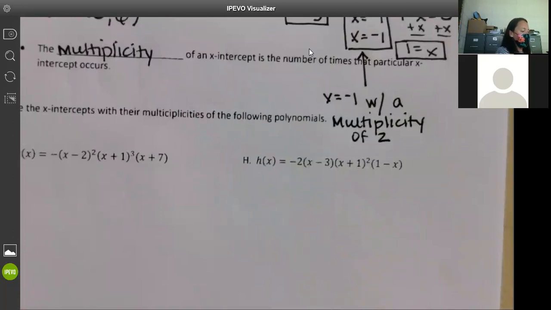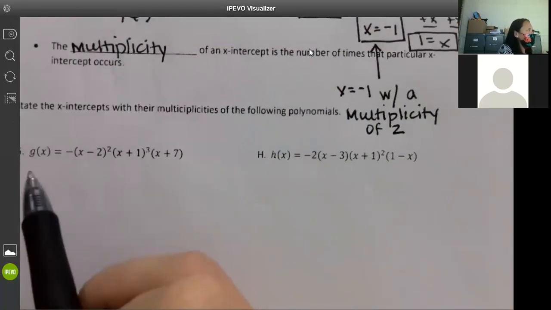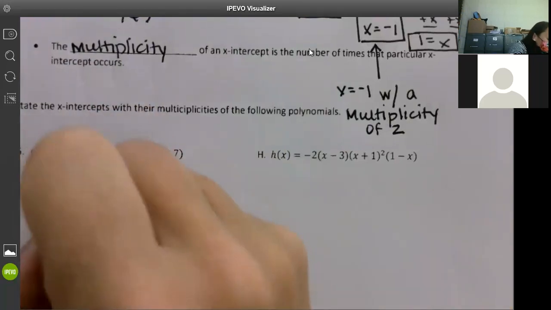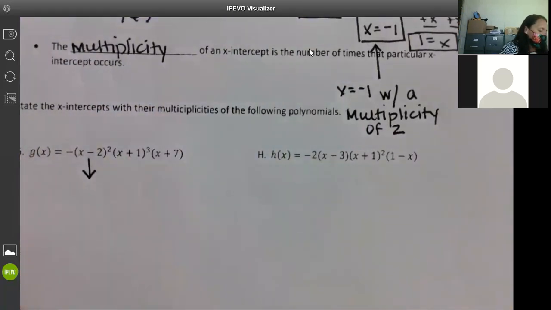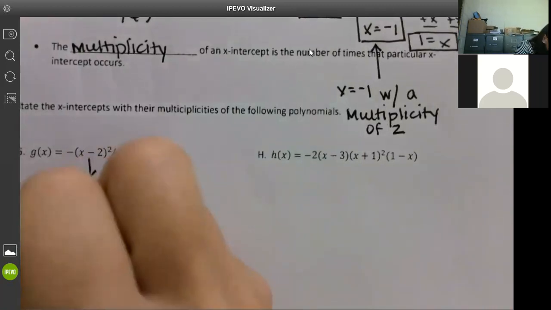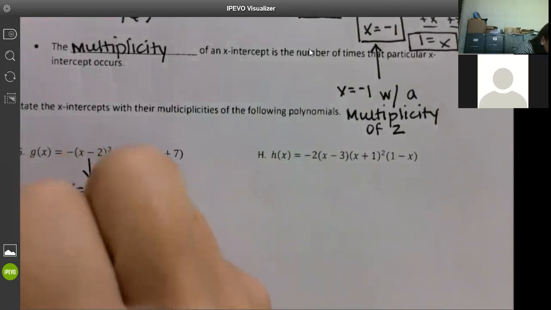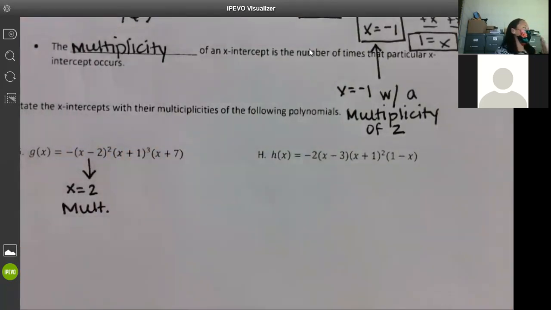All right, so state the x-intercepts with their multiplicities of the following polynomials. So remember, the negative 1 in front doesn't matter. What would this answer be? What would this answer be, this x-intercept? X equals 2. With a multiplicity, and you can just write it like that. That is fine. I don't need you to write out multiplicity 500 times because it's a big, long word. I just don't need to see it, okay? How many times is it going to occur? 2, because it has a power of 2. That's all you do. What about the next one?